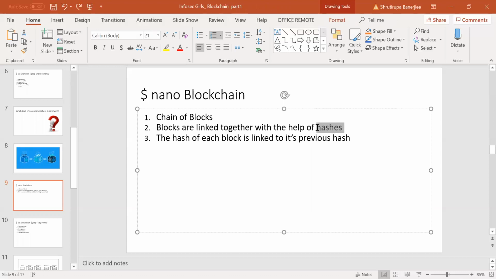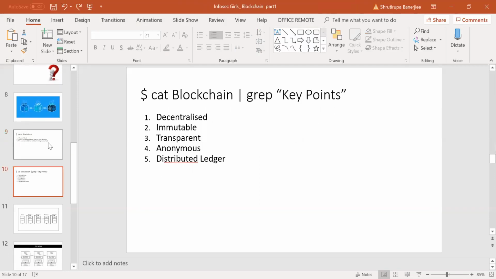Why hashes? Because whenever you're making a transaction using a cryptocurrency, you need to maintain integrity. You need to make sure that nobody is ever able to tamper the data, right? So we use hashes for that, and we use a strong cryptographic hashing algorithm, and the hash of each block is linked to its previous hash. We will get into the structure a bit later. It's better to know the key points first so that I can actually explain the structure and how it is maintaining these key points using the structure.